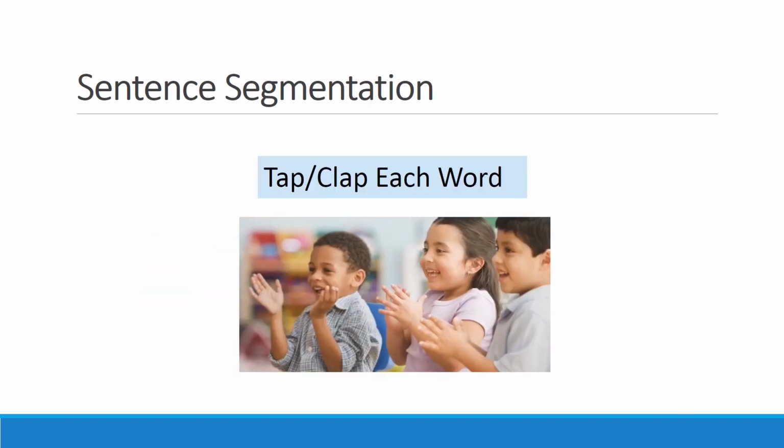Make sentence segmentation interactive by providing each student with a shaker or rhythm sticks, or simply have them use their hands to clap or tap. Have students tap out the words in a sentence. For example, I love my white shoes. Other fun phrases to use from books are, brown bear, what do you see? Or how about this one? Run, run, as fast as you can.